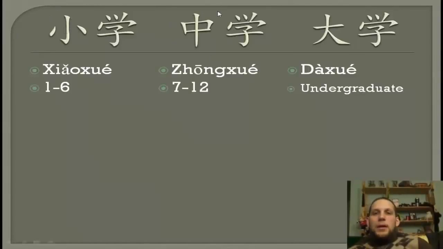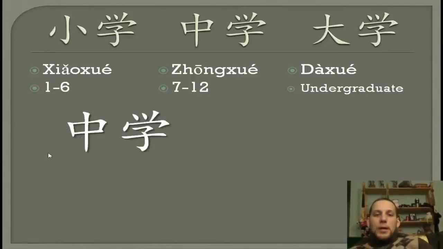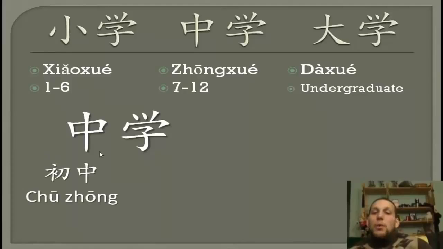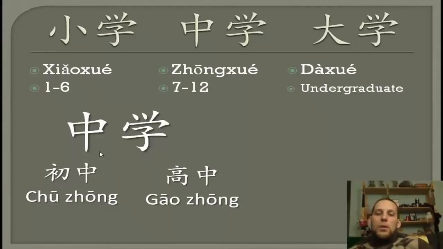Alright, now I want to take a closer look right here at 中学 because 中学 is split into two parts. We have 初中 and 高中. 初中 would be our 7th through 9th grade, and 高中 would be our 10th through 12th.